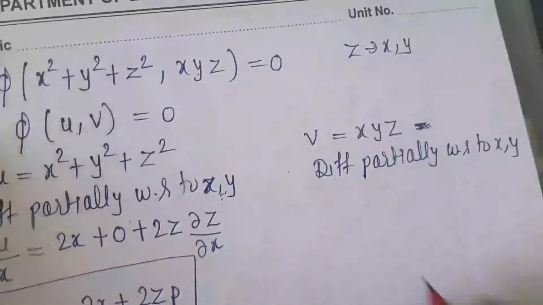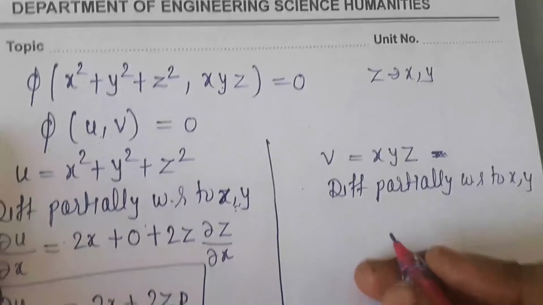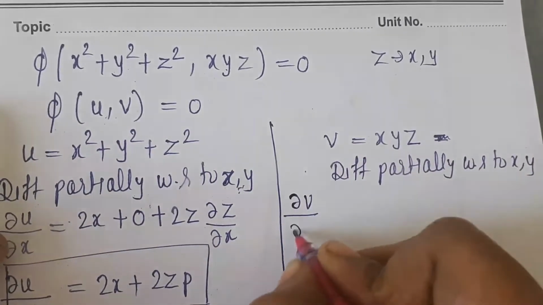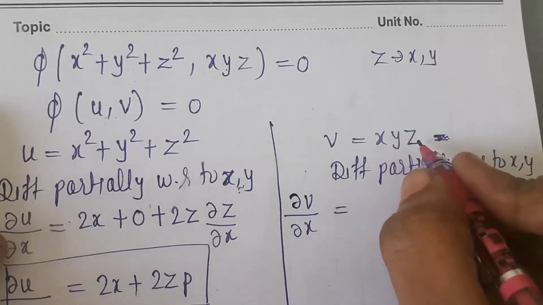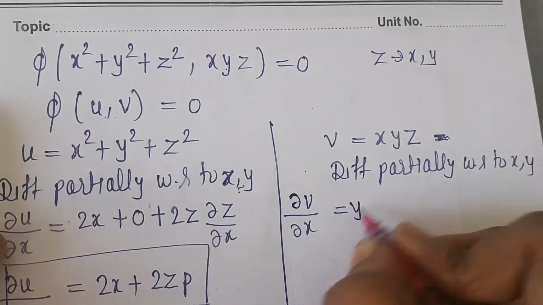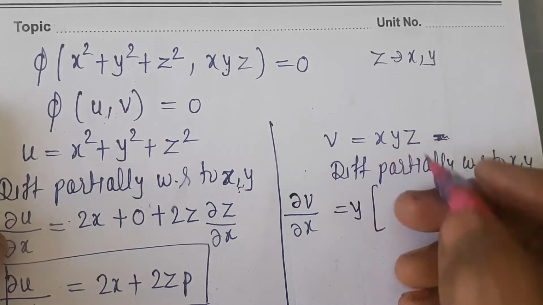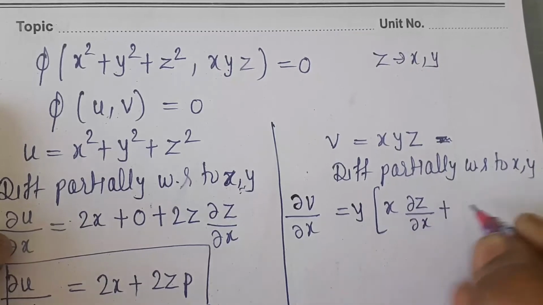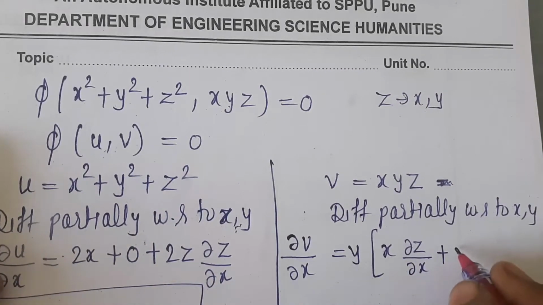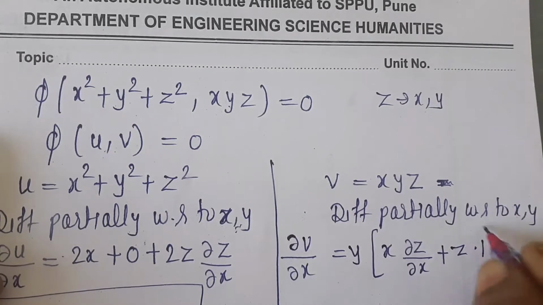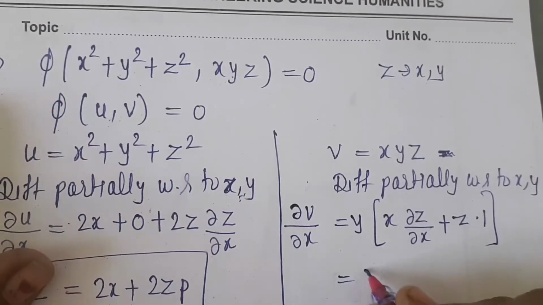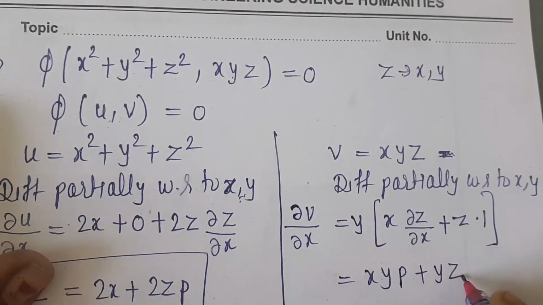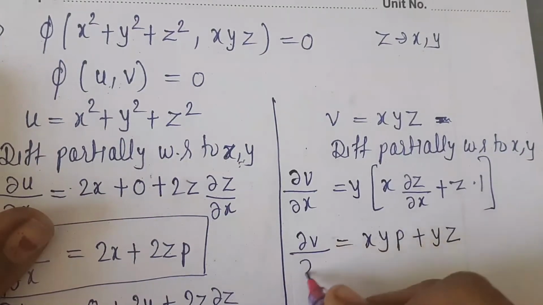Now we find the derivatives with respect to v. The derivative of v with respect to x first. So del v by del x: with respect to x, y becomes constant, and we find the derivative of x into z. So x as it is, the derivative of z becomes del z by del x, plus y z, where z is as it is and the derivative of x becomes 1. So it is equal to xy into del z by del x, which is p, plus yz. This is del v by del x.